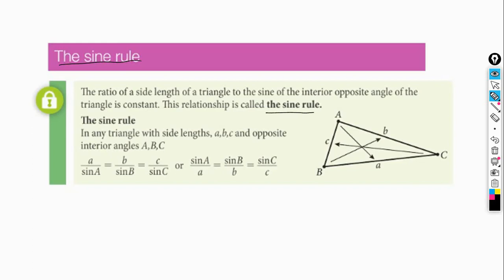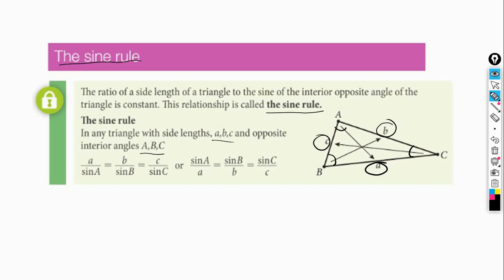This is called the sine rule. In any triangle with side lengths a, b, c and opposite interior angles capital A, B, C, this relationship holds true: a divided by sine of angle A. So that means that this side a divided by the sine of this angle A is equal to side b divided by the sine of the opposite angle B, is equal to side c divided by the sine of the opposite angle C.